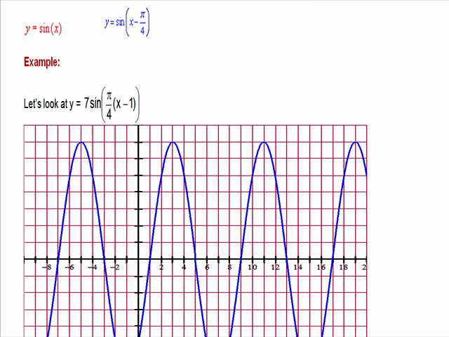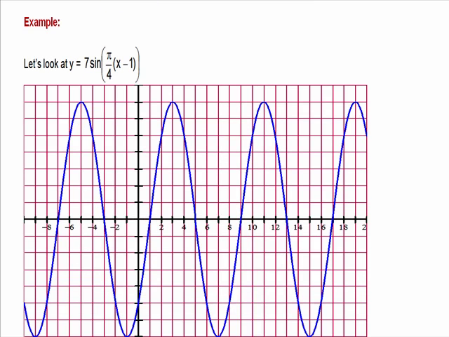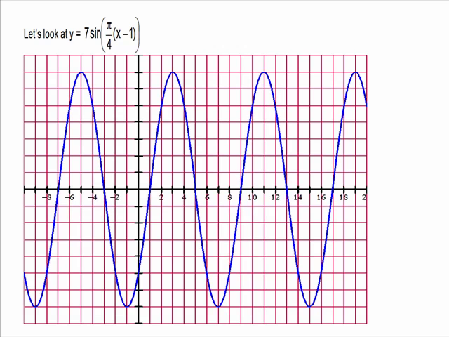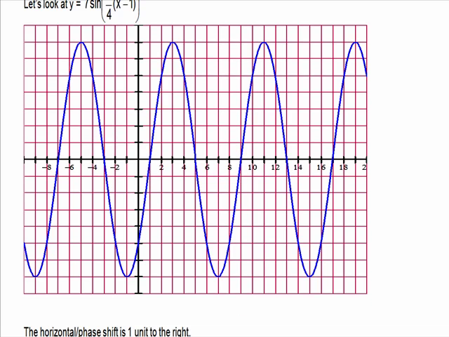Let's take a look at one example. If I take a look at y equals 7 sine, and then in parentheses pi over 4 times (x minus 1), if I look at the graph, this is what it would look like. Notice with that pi over 4 factored out, it actually looks like a sine graph that's been shifted 1 unit to the right. So if I do that factoring out of the coefficient of x, this right here is the old left-right shift. This is showing that the entire graph is shifted 1 unit to the right, and the pi over 4 ends up being what we would call the phase angle.